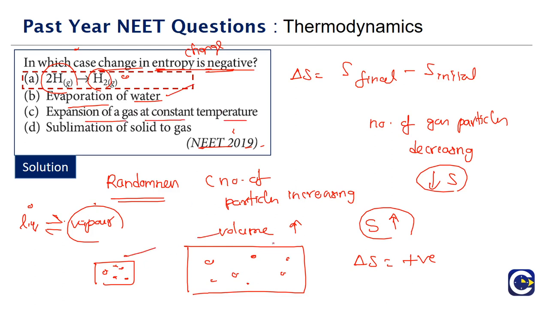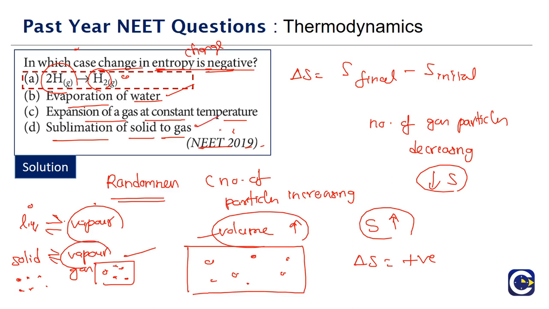Expansion of gas at constant temperature: when the gas is expanding, the volume increases, so entropy also increases. Then sublimation of solid to gas: solid particles converting into vapor or gas is also a change where the randomness of particles increases. In a solid, particles have almost fixed positions and only vibrate about them, whereas in the gaseous state they have more randomness to move within the volume of the container. So here also the entropy change is positive. The only process where entropy change is negative is the first one.